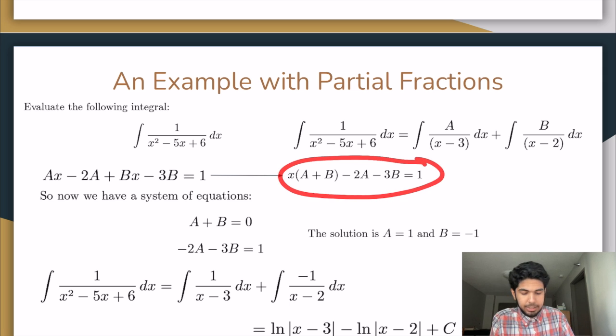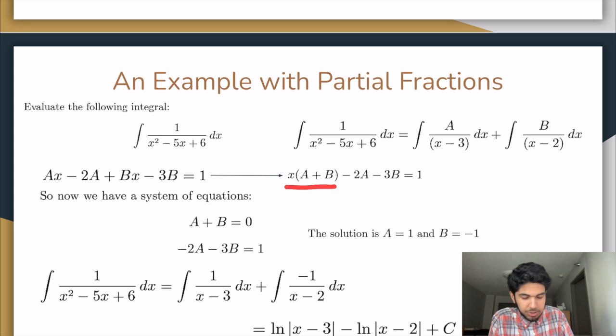Well, looking here, we see this first term is x times a plus b. But there's no x term on the right-hand side, and there's no other x terms on our left-hand side. So whatever we multiply by x, well, it should be 0 because we don't want any x's on the left-hand side because there's none on the right-hand side. Hence, a plus b should equal 0.